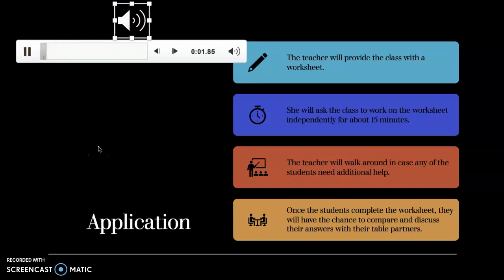In order to apply what the students have learned throughout the lesson, the teacher will give the students a worksheet. She will allow the students to work on the worksheet independently for about 15 minutes. As they are working on the worksheet, the teacher will walk around in case any student needs additional help or needs clarification on any of the concepts that have been taught. After 15 minutes, or after the student has completed the worksheet, they will have the chance to compare and discuss their answers with their table partners.